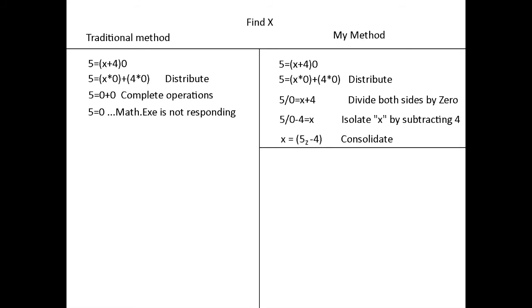So with this method, we simply do to 0 what we do to any other number. Distribute the 0 to all of the variables, then divide both sides by 0 to cancel out the multiplication. Now we have 5 divided by 0 is equal to x plus 4. So now we subtract both sides by 4 to isolate the x, and we end up with x equals 5 divided by 0 minus 4. This is where we stop.